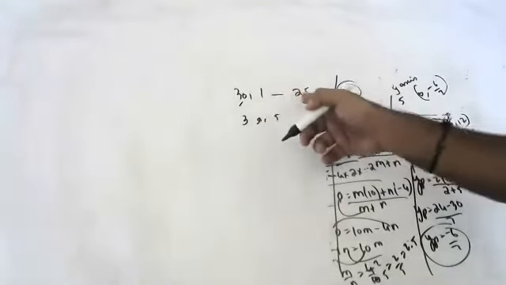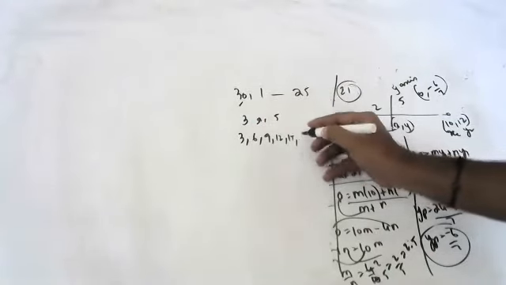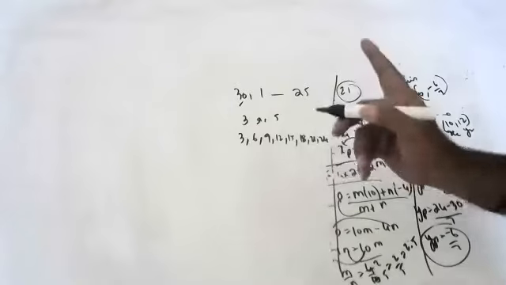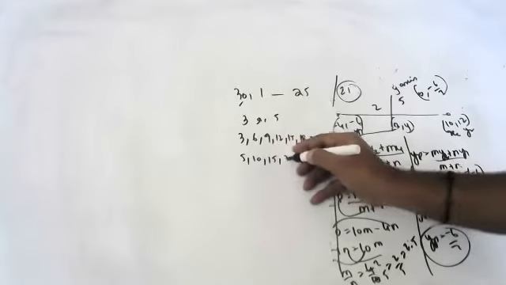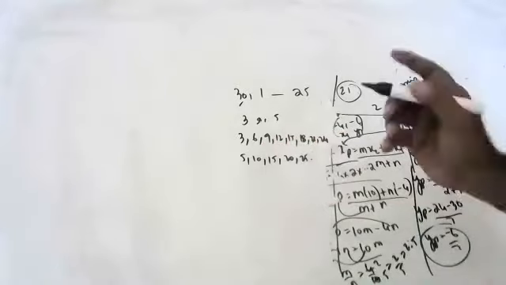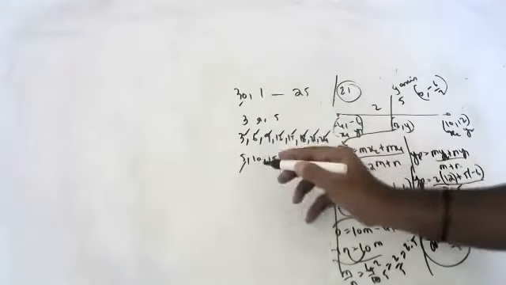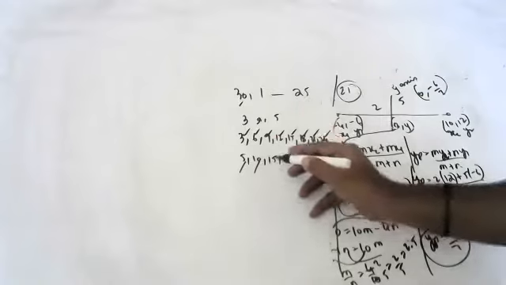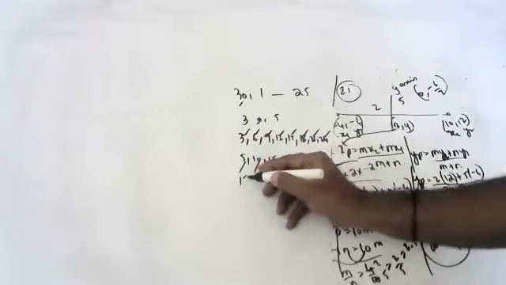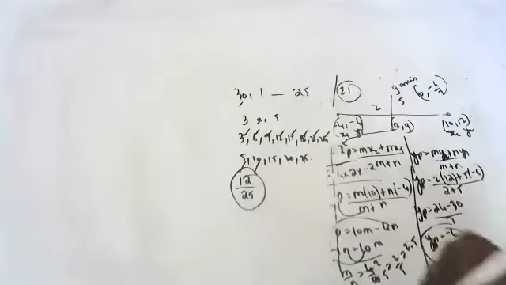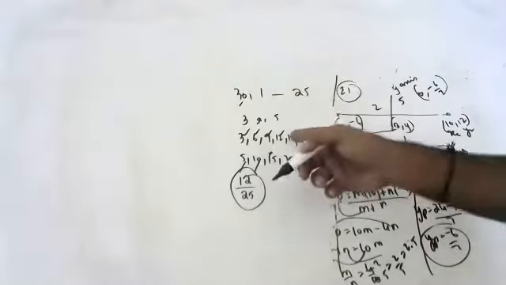What are the numbers divisible by 3 or 5? It will be 3, 6, 9, 12, 15, 18, 21, 24. These are divisible by 3. What is divisible by 5? 5, 10, 15, 20, 25. So how many are there? 1, 2, 3, 4, 5, 6, 7, 8, 9, 10, 11, 12. So how many are there, children? 12 by 25. I won't count 15 again because it is coming 2 times.